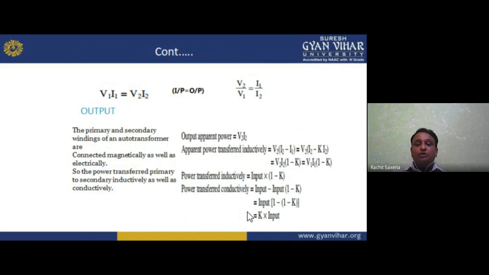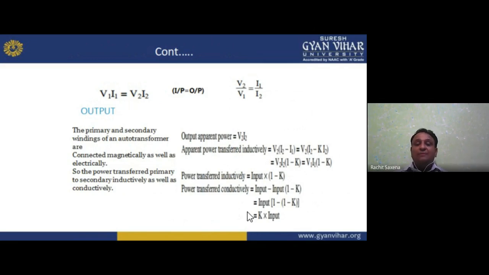Now the primary and secondary winding of an auto transformer are connected magnetically as well as electrically. They are coupled magnetically and electrically. But in the two winding transformer, the windings are electrically separated but magnetically coupled. So the power transfers from primary to secondary inductively as well as conductively. The benefit, my dear student, is that we have no leakage flux, less eddy current loss, and the total flux is used for EMF generation. So we have higher efficiency compared to the two winding transformer.